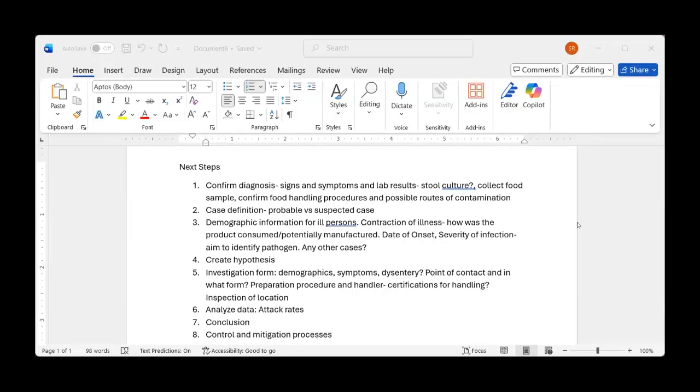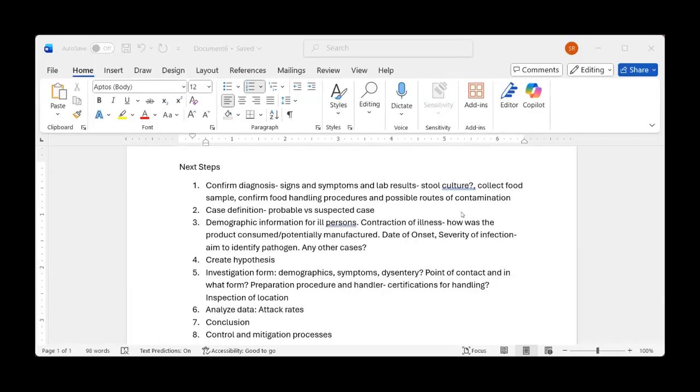Because you're doing the investigation, you want to decide on what standardized forms you're going to use to collect your data, to ensure that everyone is collecting the same information, which is important for your analysis.